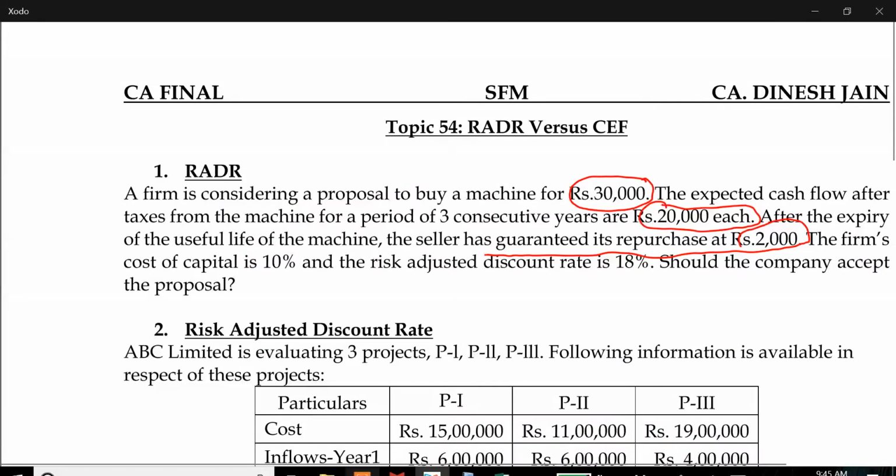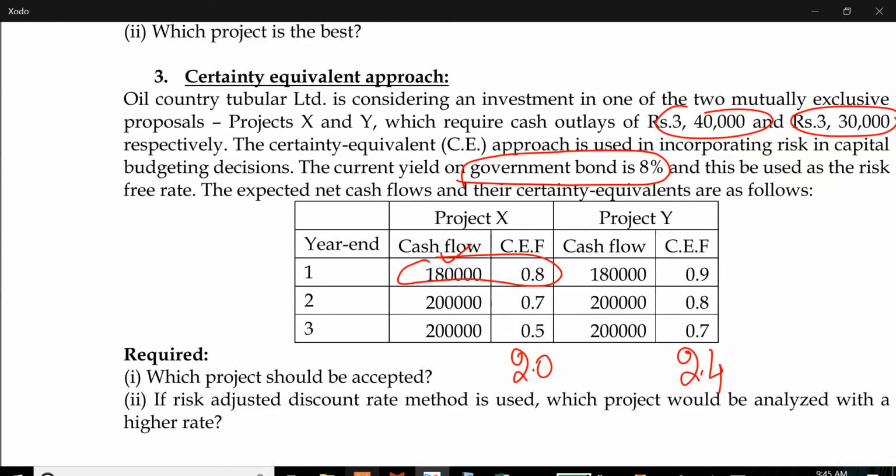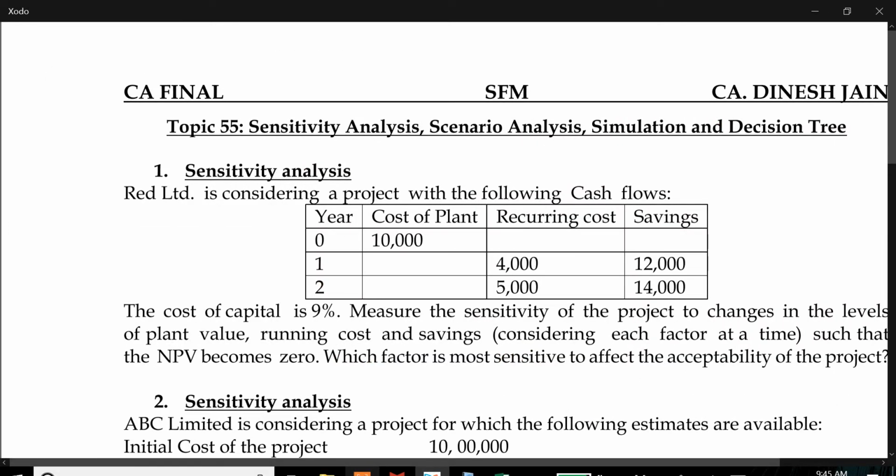Then we went ahead and saw two more concepts. One is RADR, which says the discount rate for different projects will be different, and the discount rate would depend on the riskiness of the project. High risk project will have a higher discount rate and low risk project will have a lower discount rate. Uncertainty equivalent factor says that your uncertain cash flows can be converted into certain cash flows by multiplying them with CEF. Today we are going to start with sensitivity analysis.